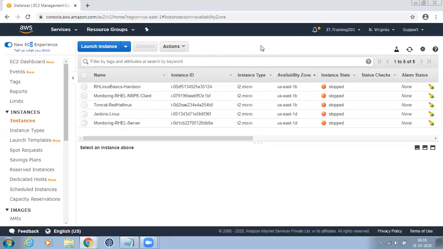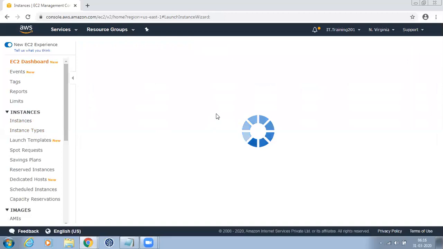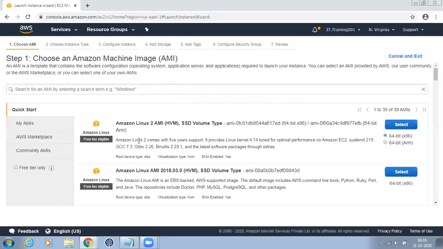So for our DevOps sessions, we always go with an EC2 instance. If you want to create an EC2 instance, we click launch, and it will display. We have to select the respective OS, which OS we want to create, right?